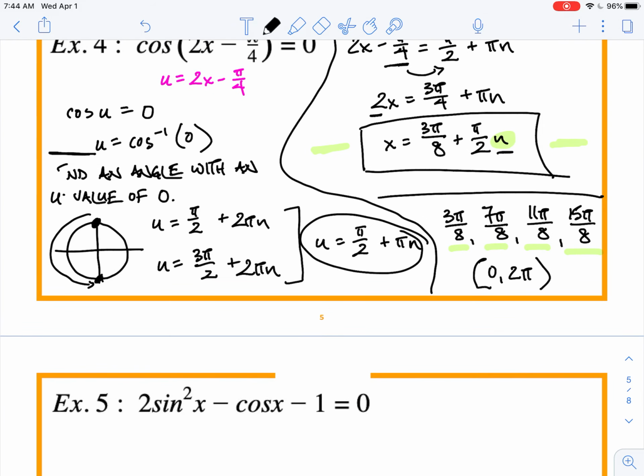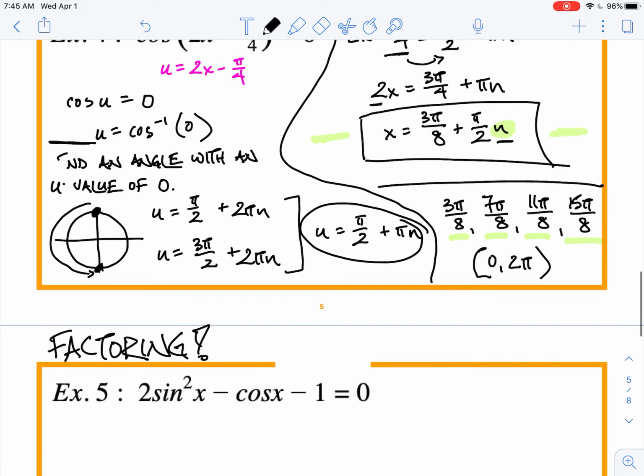Okay. Example number 5. This time we have one that has a sine and a cosine in it. Okay, so this is starting to look at some kinds of questions which are going to ask us to do some factoring.